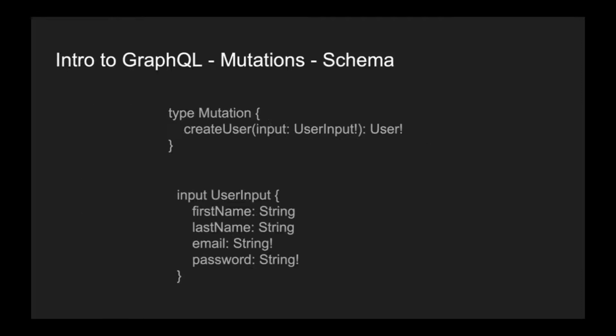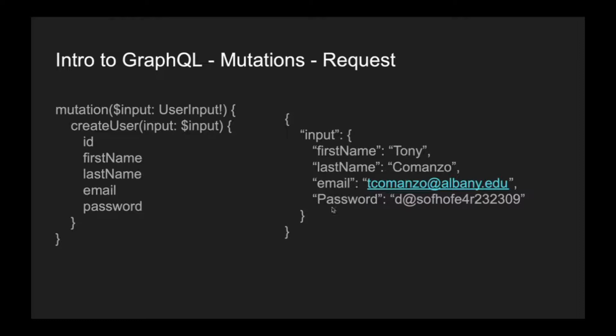So if you look back, the user input has a first name, last name, email, and password, and so does my input object right here.